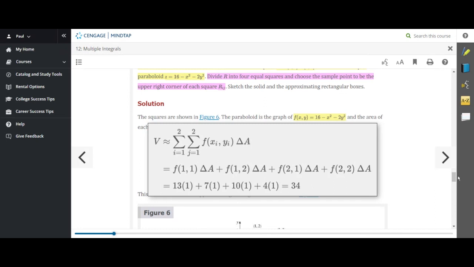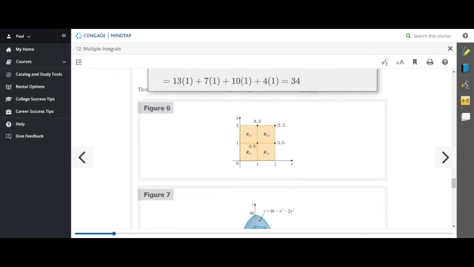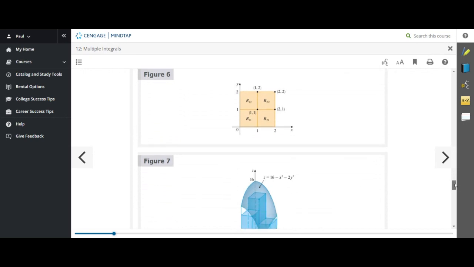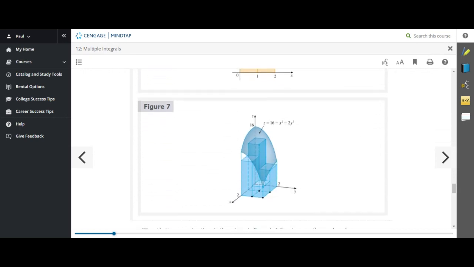Sometimes you might want to choose the midpoints. Like you see there in figure 6, they choose the upper right corners to get the function values, but you could choose the middle of the squares. So this is very straightforward. I'm not concerned about this section. Figure 7 shows the volume of the bricks. If you add up those bricks, it's a volume of 34, and it's a clear underestimate of the actual volume underneath the surface. But I think you're going to be fine on section 12.1.